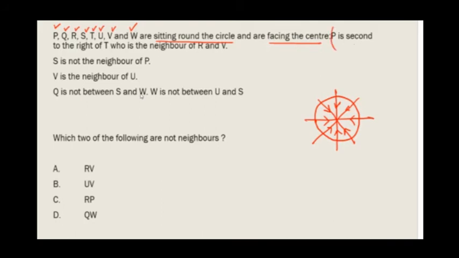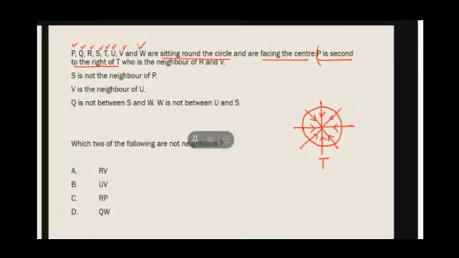Now, first, P is second to the right of T. First I should be marking T. I can mark T here or anywhere I want because the final arrangement is going to be the same. Suppose I mark T here. P is second to the right of T. Now what is right? They are facing the center, so I have to go anti-clockwise. First to the right of T is this position, second to the right of T is this position. So I can take P at this position.